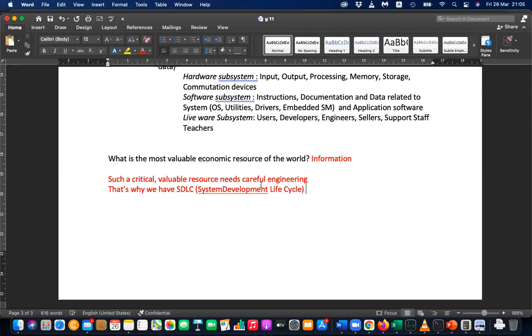So please write down this. These are very important factors, red color factors. Information is the most valuable economic resource, because the people who are dealing with information are in the topmost ranks in the world, the richest people. So information is the most valuable resource. Such a critical product needs careful engineering, and that's why we have the system development life cycle, to carefully engineer this with a series of steps.